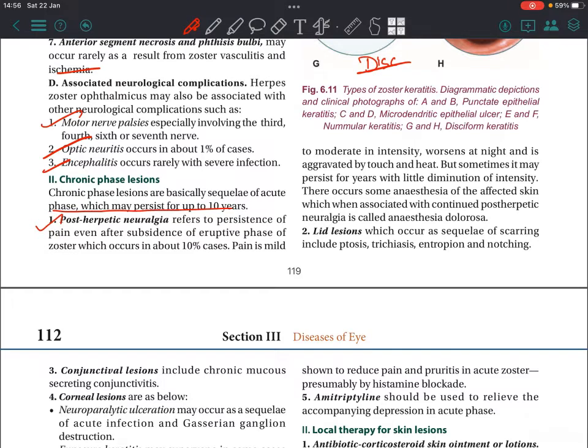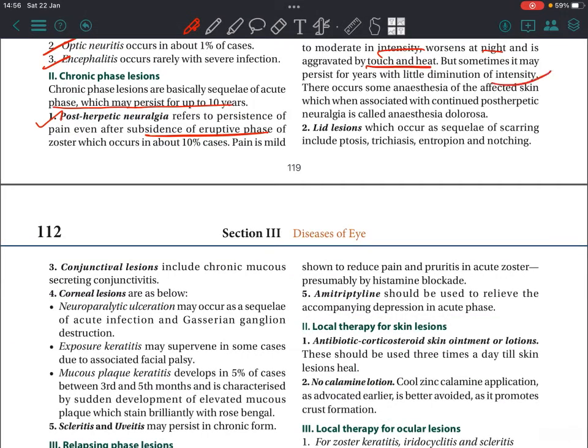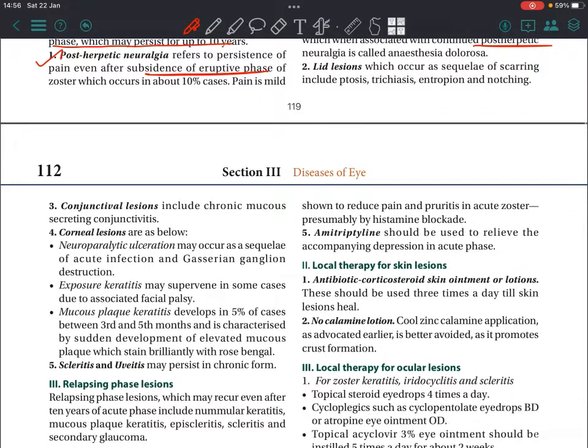Post-herpetic neuralgia refers to persistence of pain after subsidence of the eruptive phase of zoster. Pain is mild to moderate in intensity, worsens at night and is aggravated by touch and heat. But sometimes it may persist for years with little diminution of intensity. There may be anesthesia of the affected skin, which when associated with continued pain is called anesthesia dolorosa.